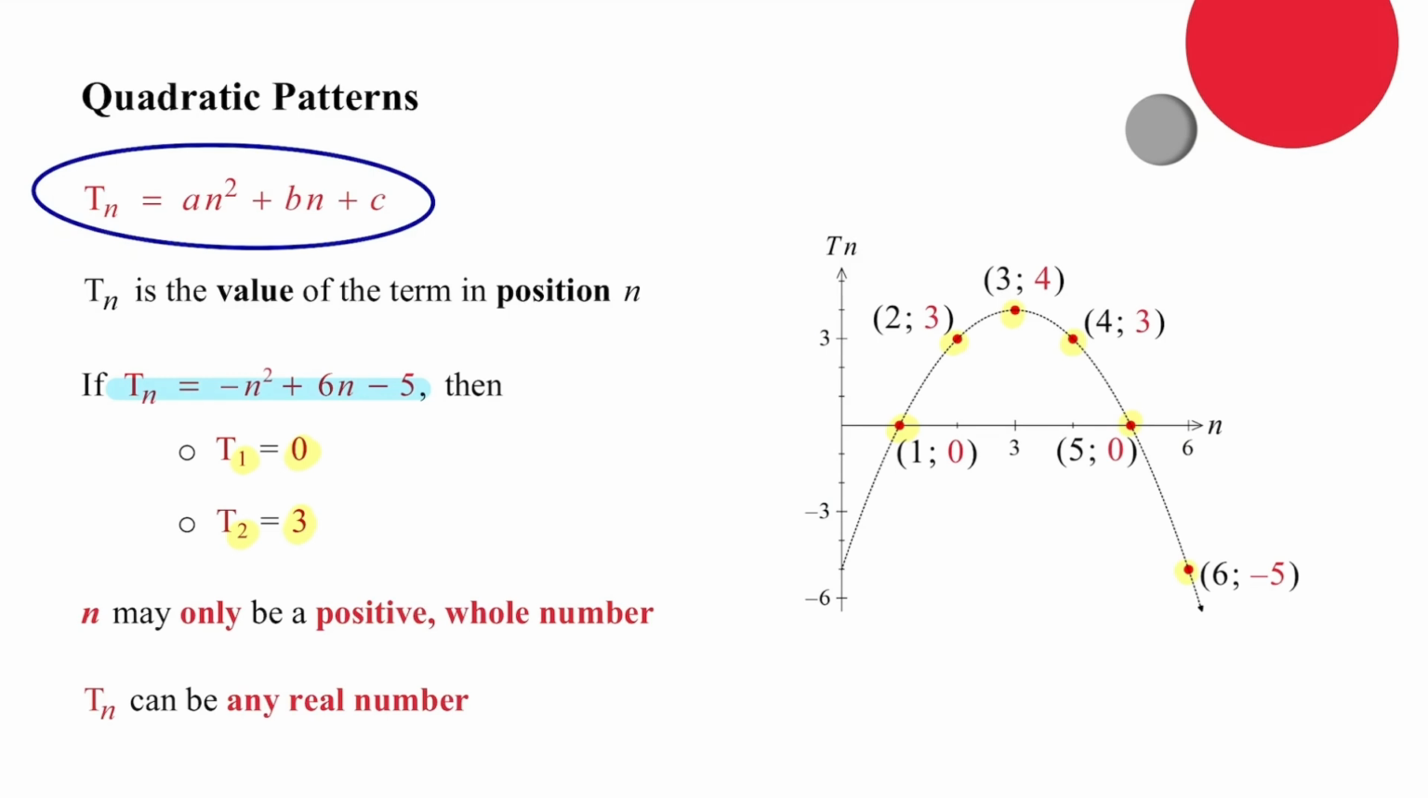Very important to note for problem-solving questions, two things. Number one, a quadratic pattern has a symmetry line. Secondly, this particular quadratic pattern has a maximum value because the coefficient of n squared is negative. Also important to notice in a pattern is the fact that n can only be a positive whole number. It cannot be negative, nor can it be a fraction. The value of Tn, which represents the value of the term, can be any real number.